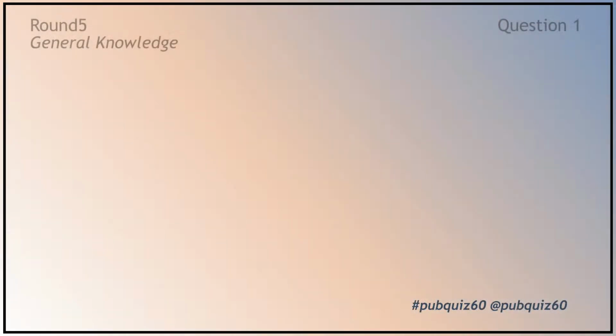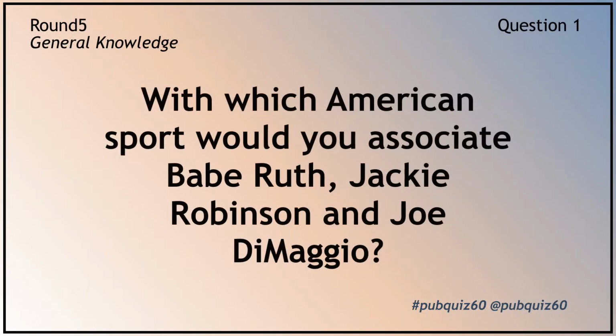And the first question in round 5, general knowledge, is: with which American sport would you associate Babe Ruth, Jackie Robinson and Joe DiMaggio? And once again, 20 seconds on the clock.